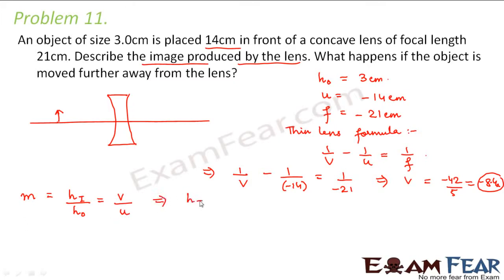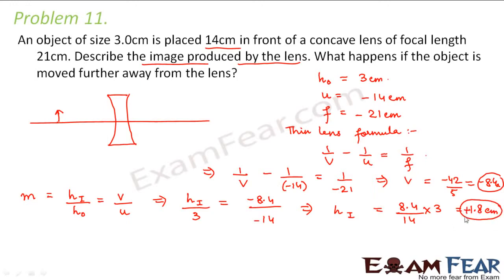So we can write height of image by height of object, 3 centimeters, is equal to V, which is minus 8.4, divided by U, which is minus 14. From this we get height of the image is equal to 8.4 divided by 14 into 3, which comes out to be 1.8 centimeters. So this shows that the image is erect. Since the image is erect, what information do we get? The image is erect. So the image is also virtual.